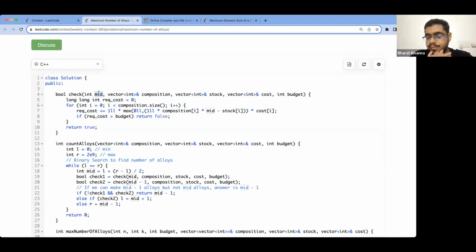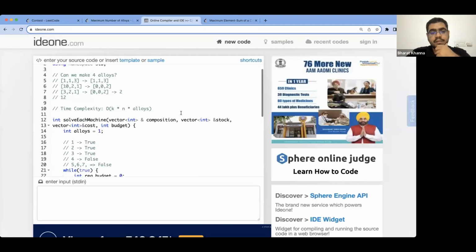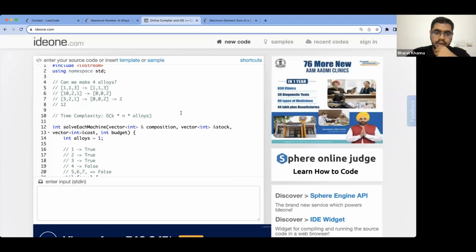Everyone clear with this? The idea of binary search on answer and how it optimizes our normal linear search approach. Sab log? Yes, no? Okay. So what will happen? Tough question. Yeah, tough question. No doubt about that. It's the third question, yeah. So it would be tough.